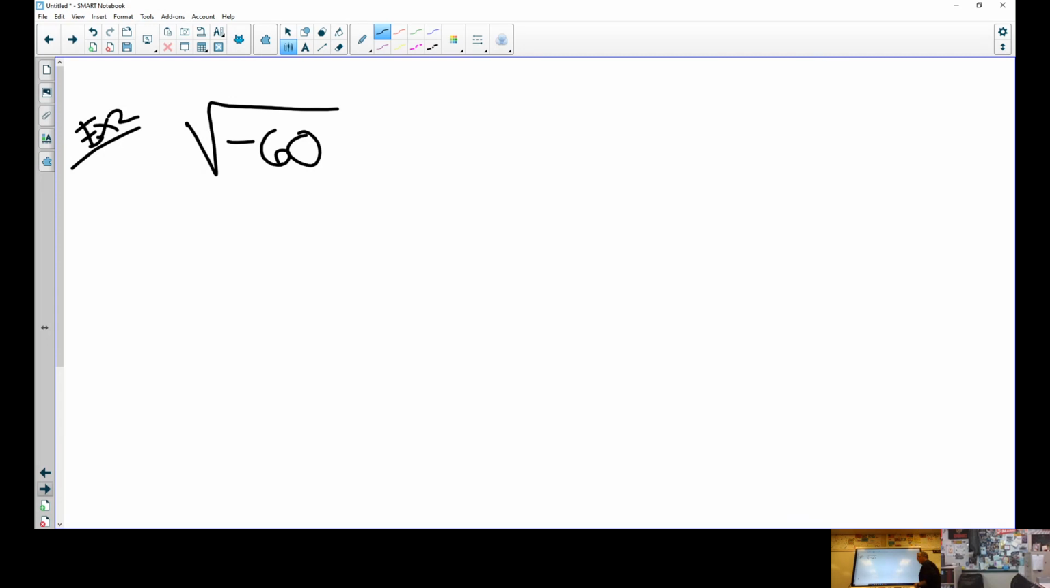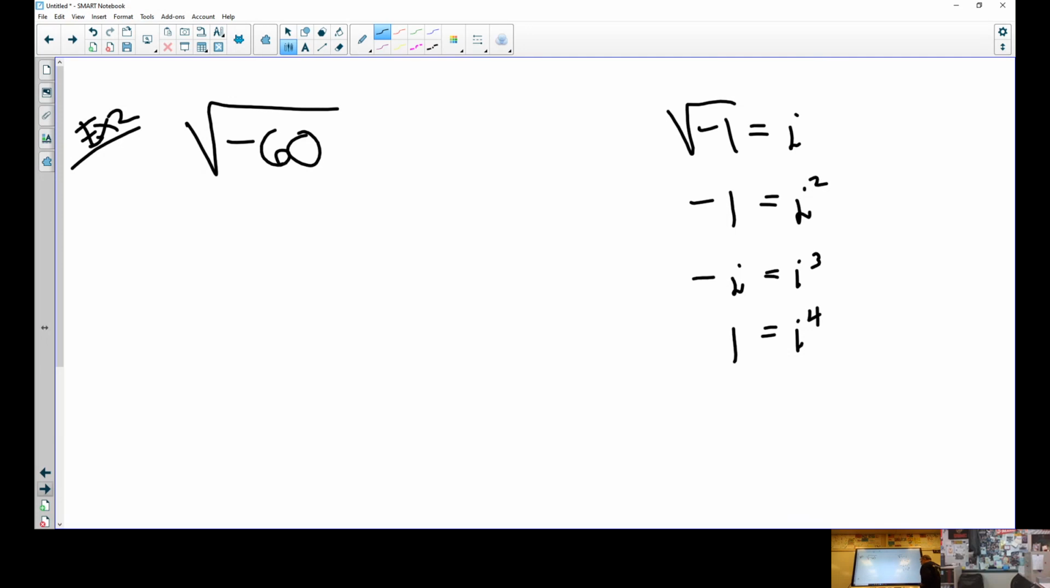We have to look at, again, some of our rules. We know that the square root of negative 1 is equal to i, right? So in other words, we know that i squared is going to be equal to negative 1. And if you remember, we went on to say i cubed is going to be equal to negative i, right? Because it's negative 1 times the square root of negative 1. And then i to the 4th is going to be equal to positive 1. And then it starts to repeat, right? So that's the system we have for that.